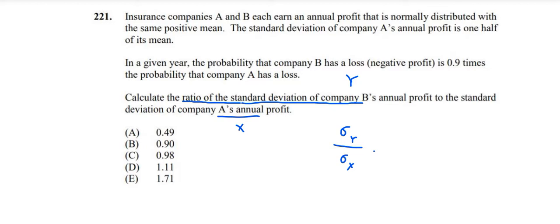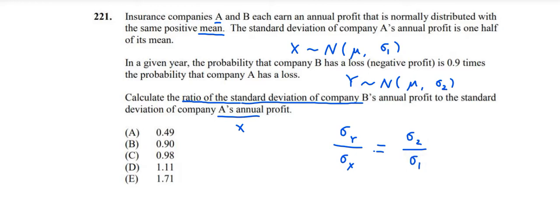This is x for A. X follows a normal distribution with mean mu and standard deviation sigma 1. Y also follows a normal distribution with the same positive mean, mu and sigma 2. So we want to find sigma 2 over sigma 1.